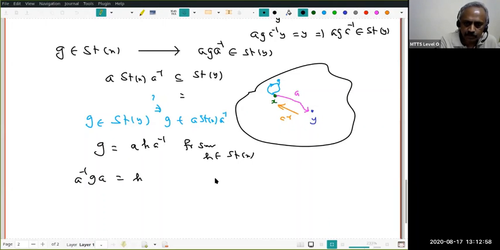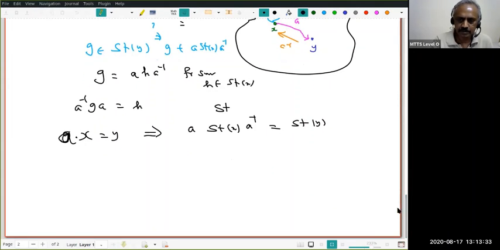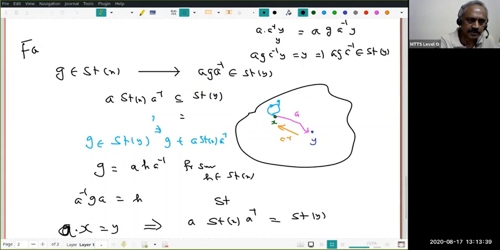Therefore, what you have shown is, if A X equals Y, okay, we have shown that, then A stabilizer of X A inverse is a subgroup, and this subgroup is the stabilizer subgroup of Y. You understand that? Therefore, they have the same cardinality. They have the same number of elements if they are finite. Is that all right? Okay. Keep this in mind. This is a new fact which you have not seen earlier. This is a fact which you have seen today.